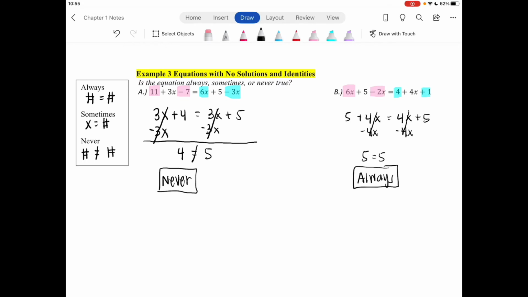After we combine our like terms, we have 5 plus 4x equals 4x plus 5. That's just the commutative property. We've changed the order, but both sides are equal to each other. So therefore, this is an equation that is always true. We could plug in any number we want for x, and both sides of the equation will always be equal.